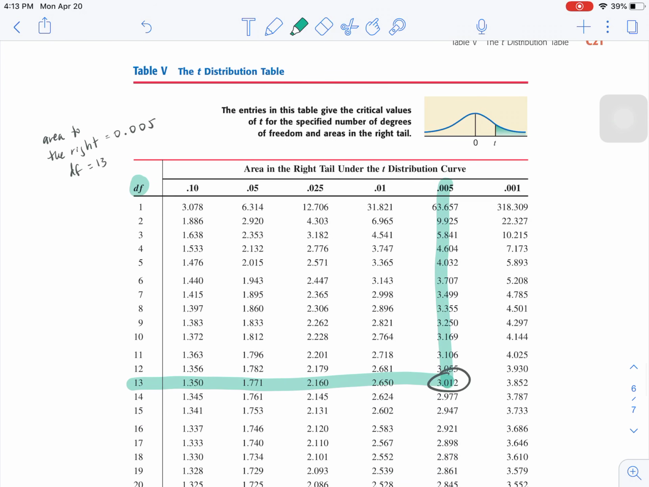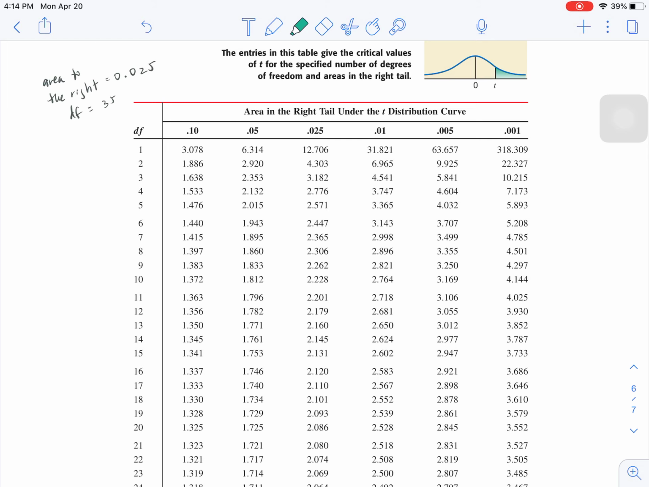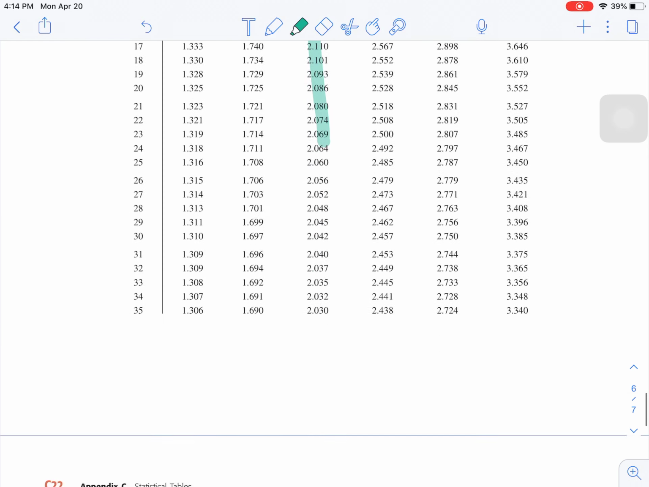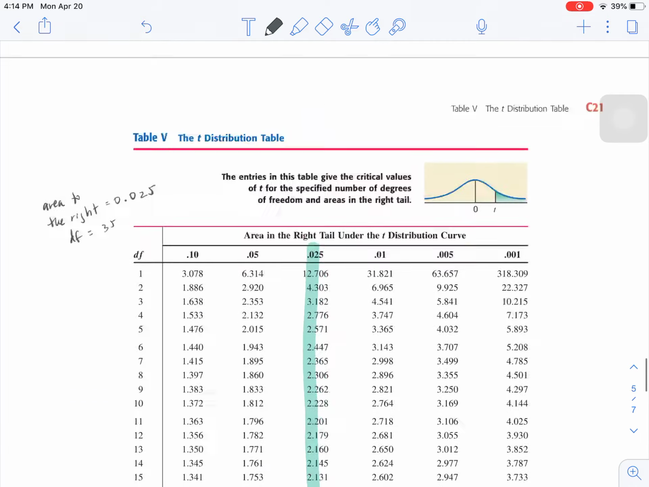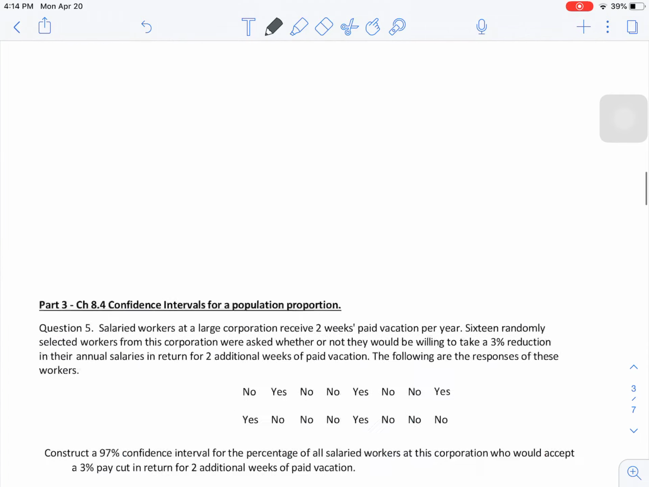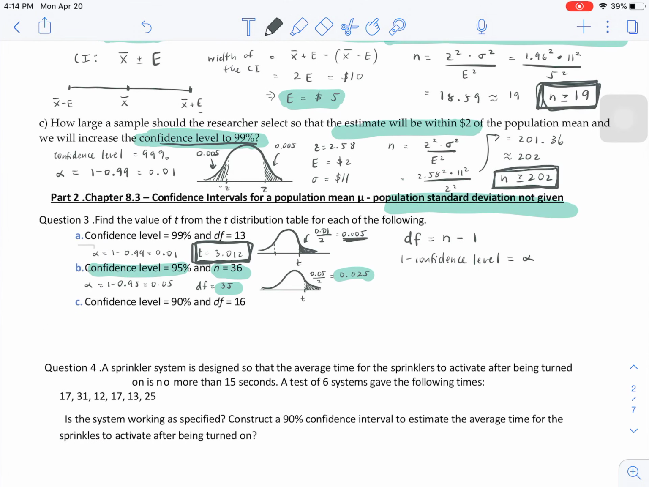Down to my t-table. Now I want 0.025 and 35. So let's look. 0.025 is this column here. Let's look for degrees of freedom of 35. So my t-statistic is 2.030. And that's it for part B.